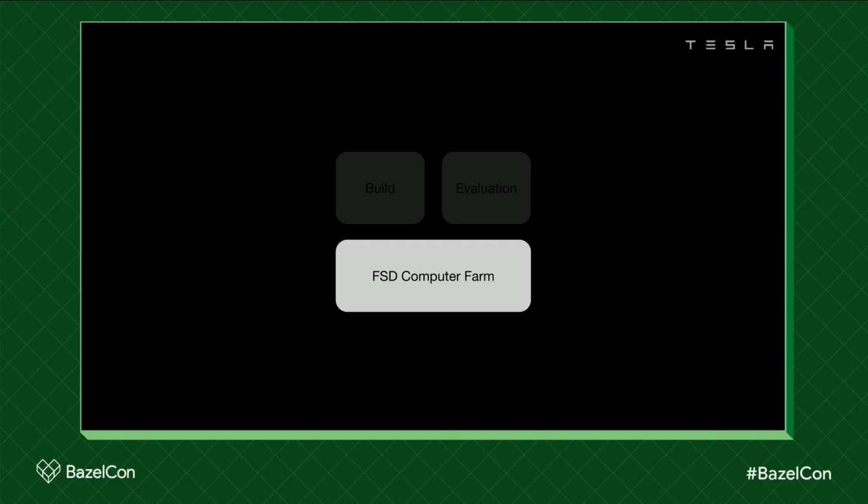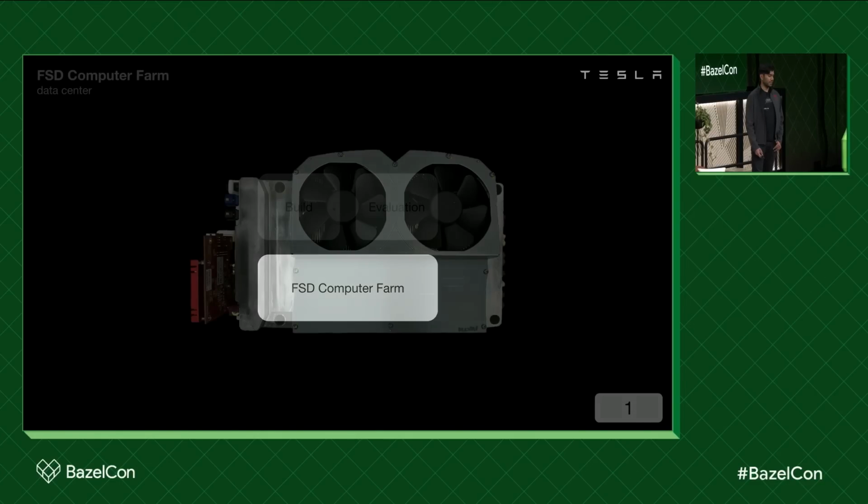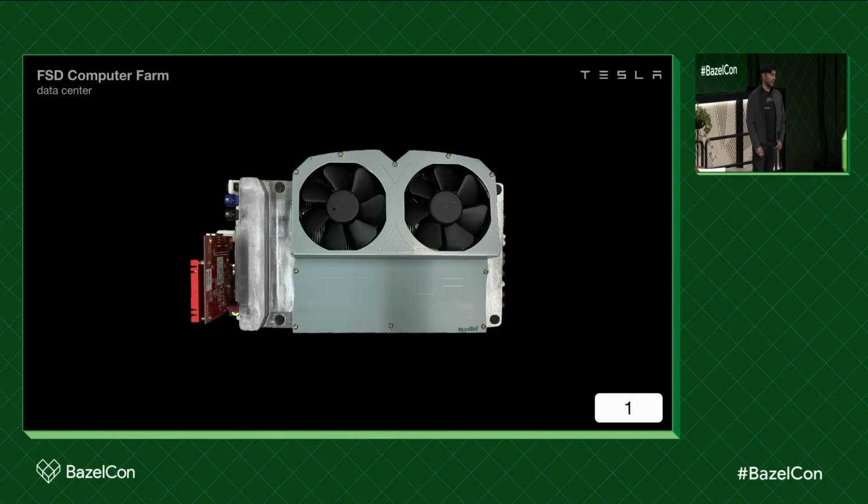We cover the hardware and software for just one evaluation and one build. Next, we'll cover how we scale both with our FSD computer farm. This is an FSD computer after we add heat sinks, cooling, high-speed networking, and an enclosure.